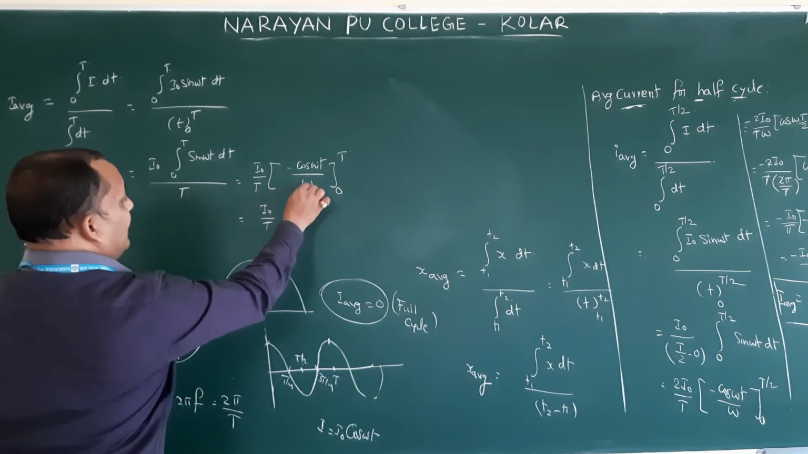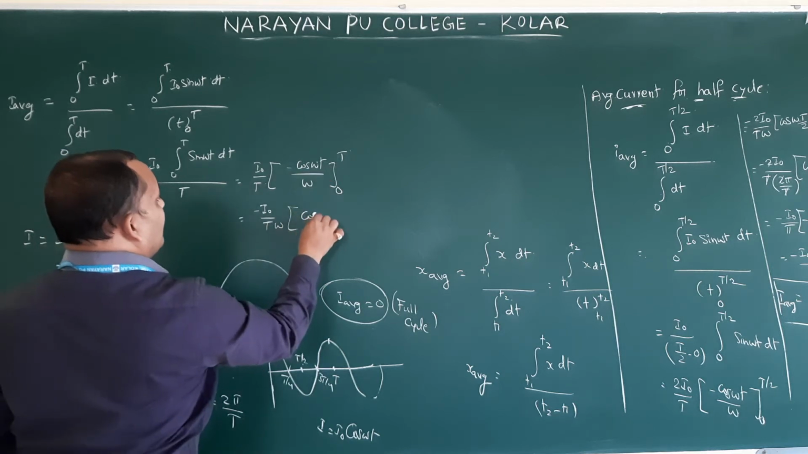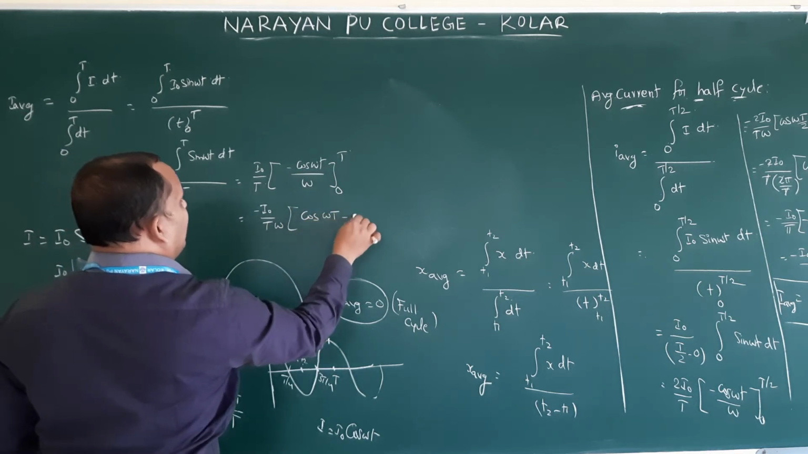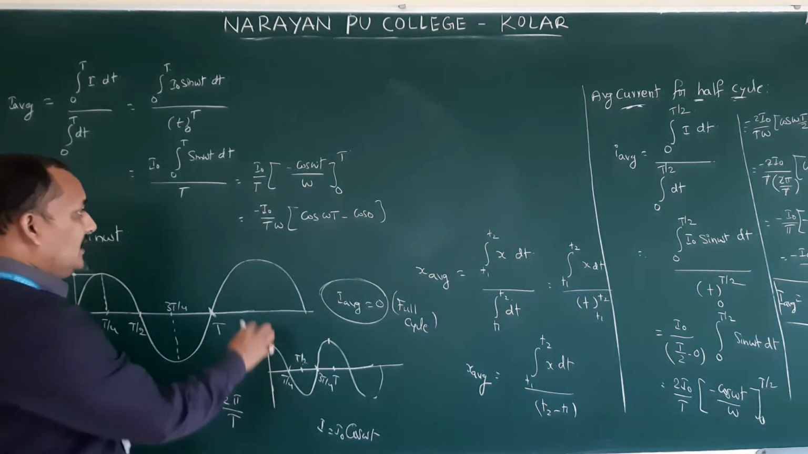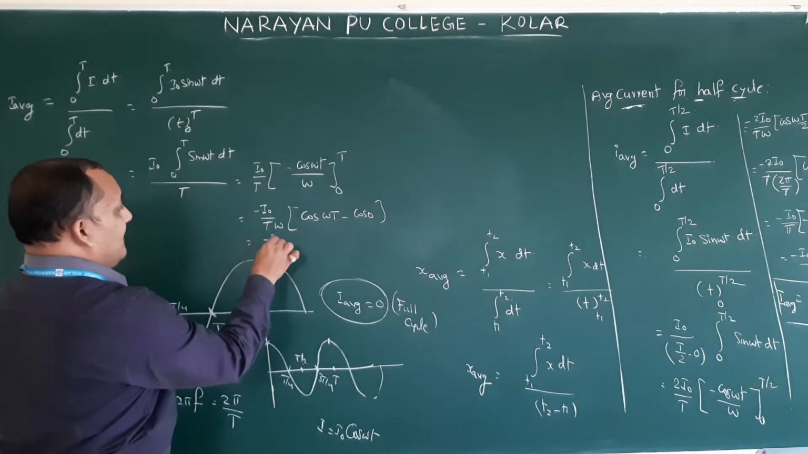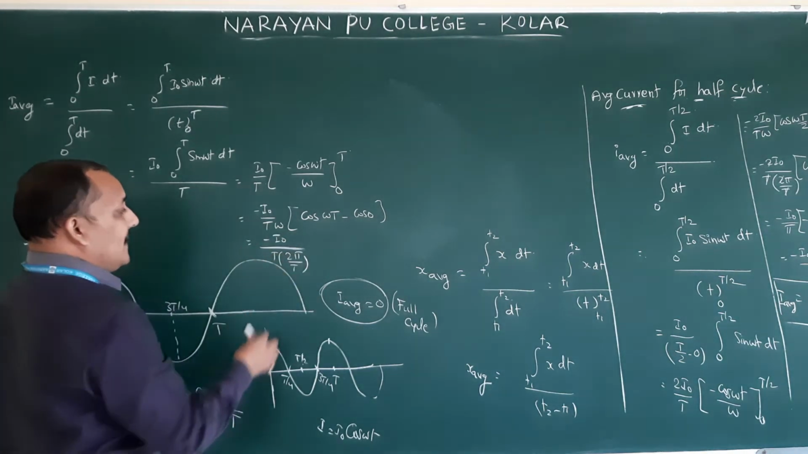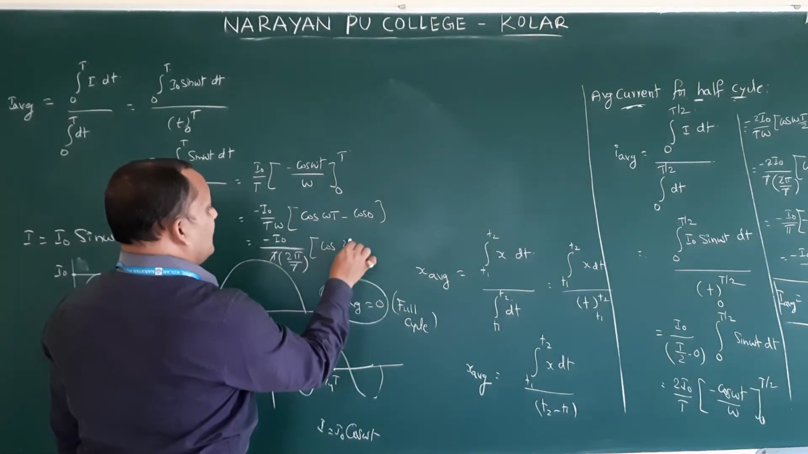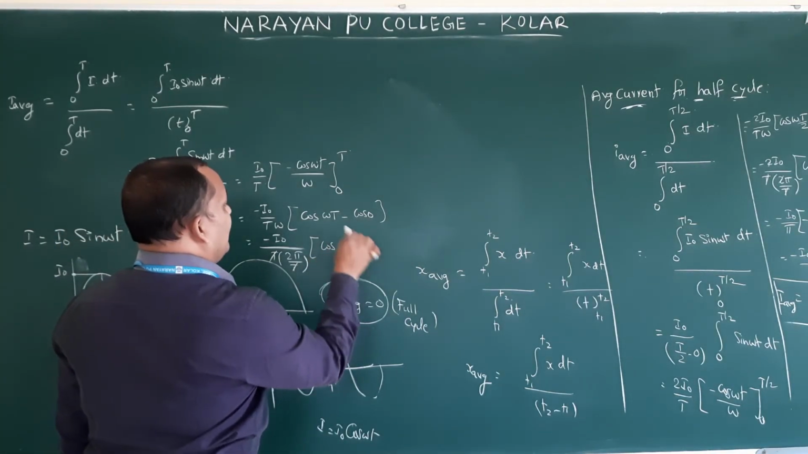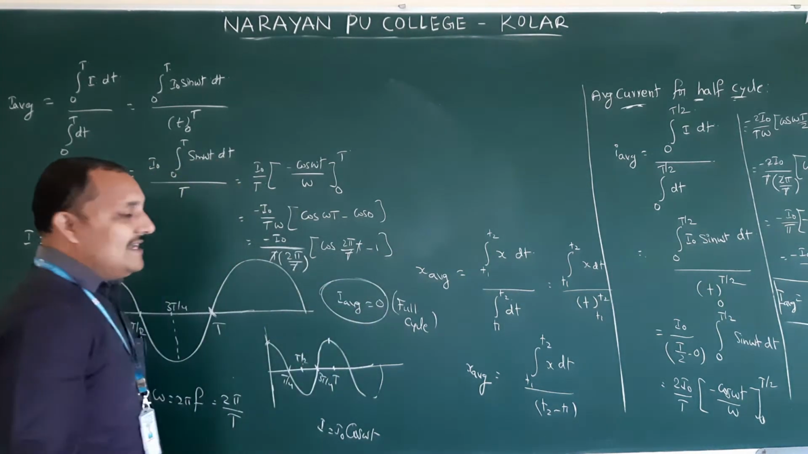I naught t, this omega I am writing here, minus I am writing here. So cos omega t minus cos 0. Okay. So here you will be getting minus I naught by t into 2 pi by 2. This t will be cancelled. Cos 2 pi by t into t. Omega value 2 pi by 2 minus 1. This t will be cancelled.